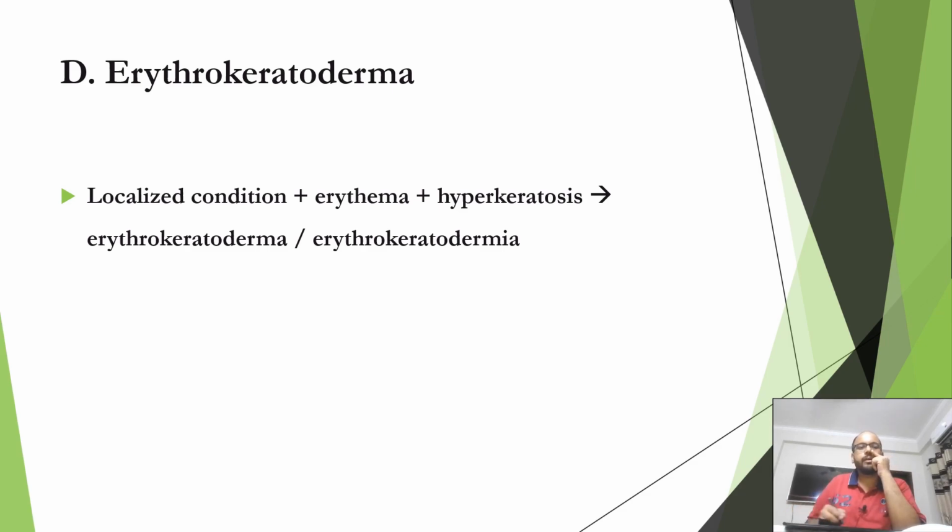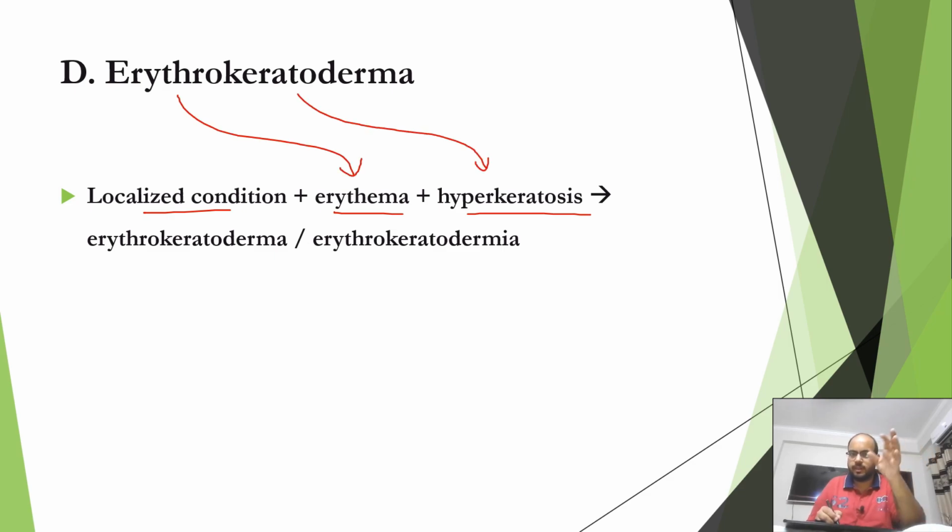Now, erythrokeratoderma is a localized condition with erythema, because it's in the name erythro, with hyperkeratosis, because it's in the name keratoderma. So kerato means hyperkeratosis, erythro means erythema. And if both are present in a localized condition, that means only a certain part of skin is involved, not generalized involvement like other ichthyoses. Localized involvement with erythema and hyperkeratosis, you have erythrokeratoderma or erythrokeratodermia. Let's move forward.